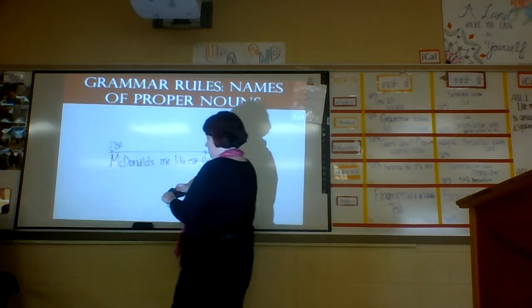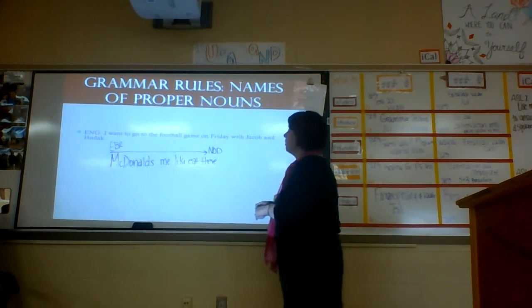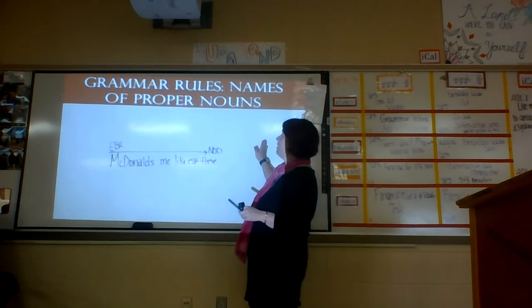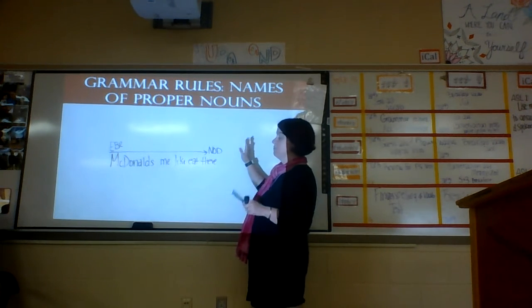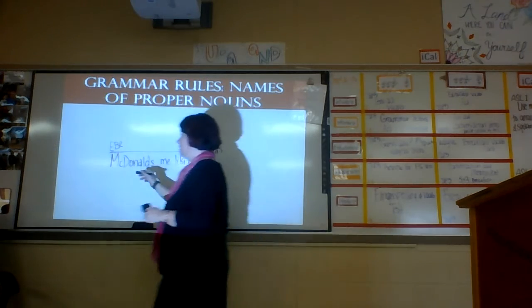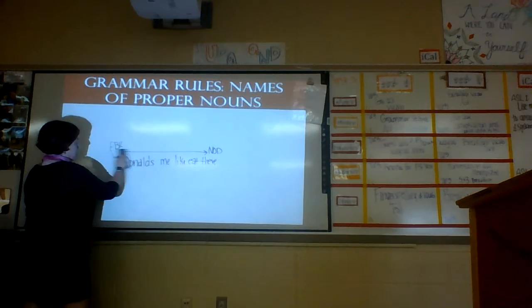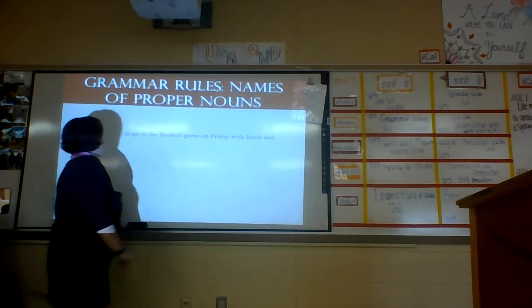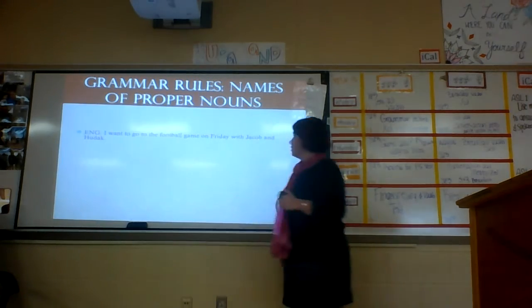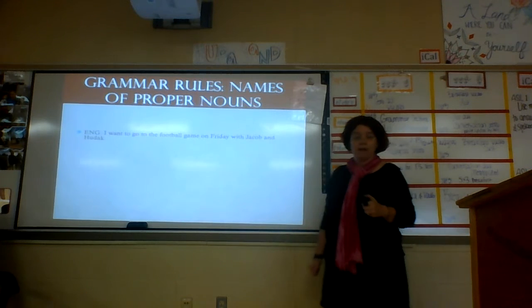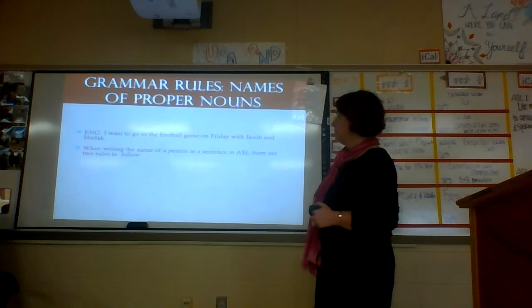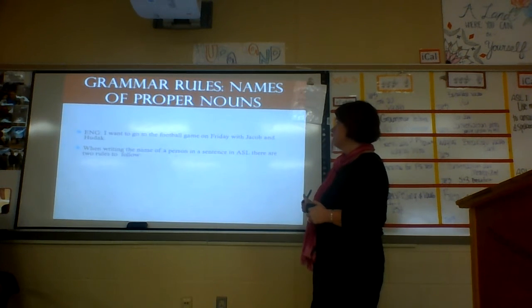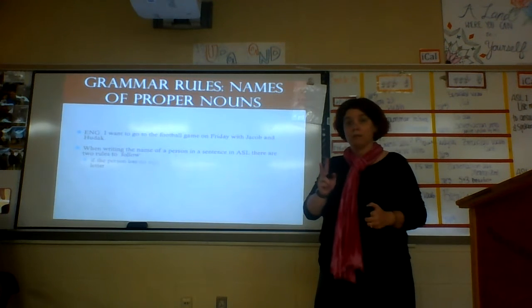Names and proper nouns. So if you have a proper noun or a name, and you know something that has a sign, like McDonald's has a sign, you can leave it like this. However, in this sentence, I want to go to the football game on Friday with Jacob and Hudak. Okay? That's my English sentence. When writing the name of the person in the sentence in ASL, there are 2 rules to follow.